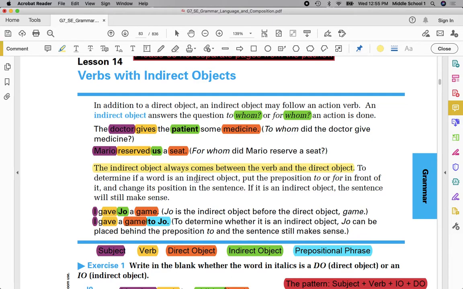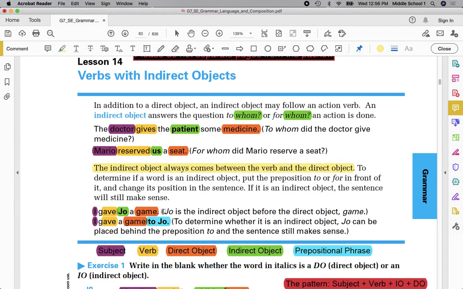To determine if a word is an indirect object, you can use the word to. Put the preposition to, or you can use the word for in front of it and change its position in the sentence. I gave Joe a game. I gave what? Game. To whom or for whom? Joe. I gave a game to Joe. This second sentence just rearranges the order and inserts this.